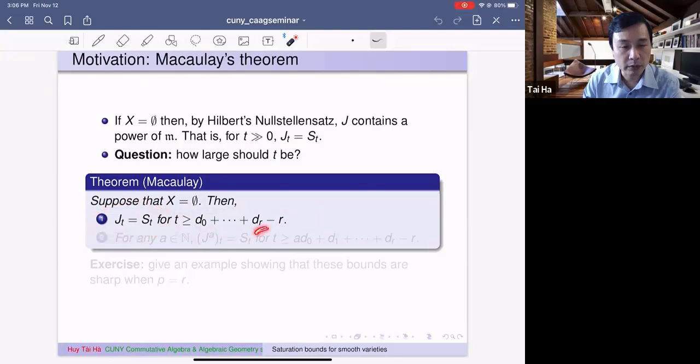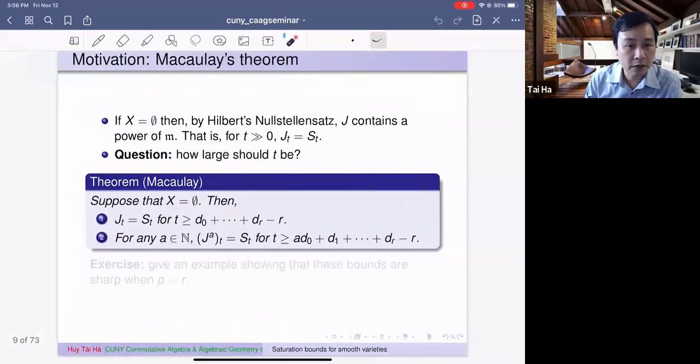And notice that here we only go up to r, even though the ideal might be generated by more than r plus 1 elements. In the case that we have fewer generators, then we can think about the generating degrees being 0 afterward.